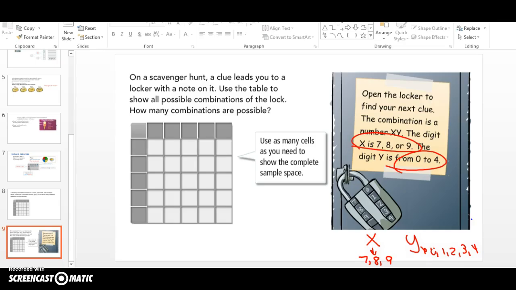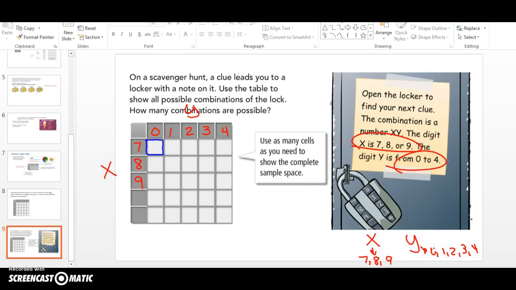So again, the X has to come first because that's what it tells me. So let's put the X over here, and let's put the Y's up here. So for the X, I'm going to put 7, 8, and 9. And for the Y, I'm going to put 0, 1, 2, 3, and 4. So this is where it gets messy.